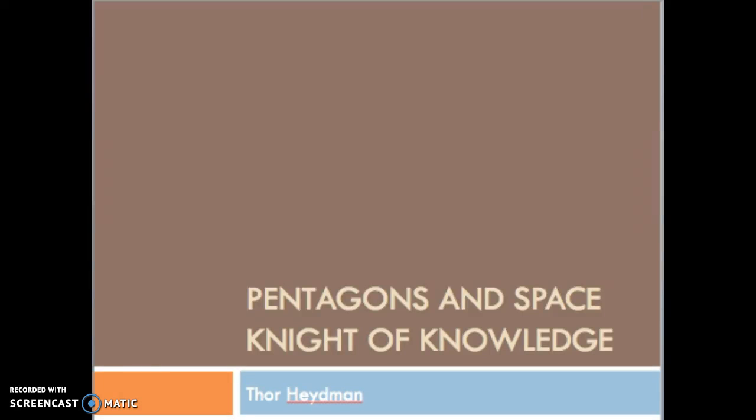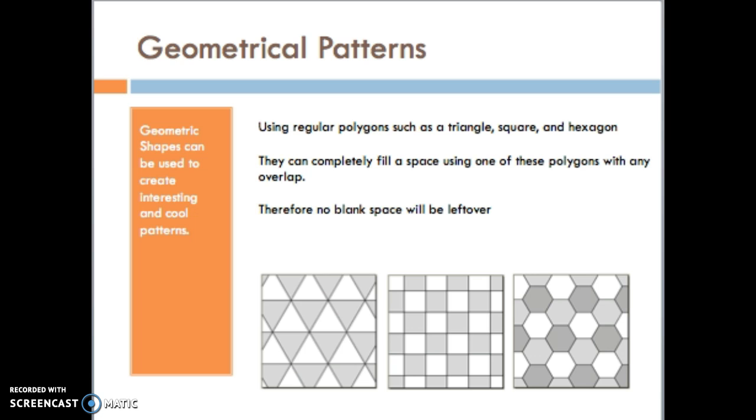Hello class, today we will be discussing the questions from Knights of Knowledge about the repeating patterns that shapes make in a flat plane in space, and more specifically, why polygons are unable to maintain this pattern. So in geometrical patterns, you can see that certain shapes are able to completely fill a plane and make interesting mosaic patterns with the way the shapes lay around one another without leaving any blank space or using any overlap.